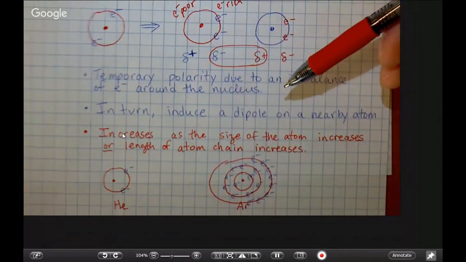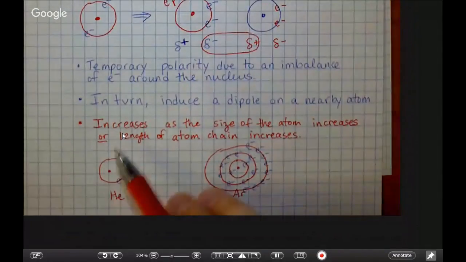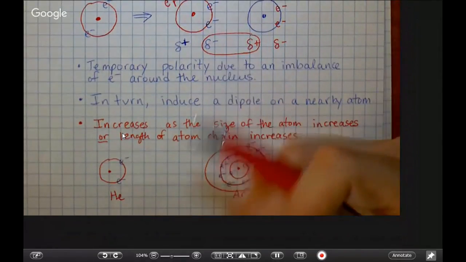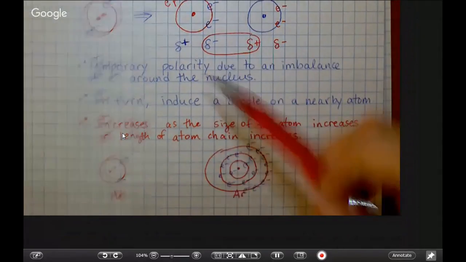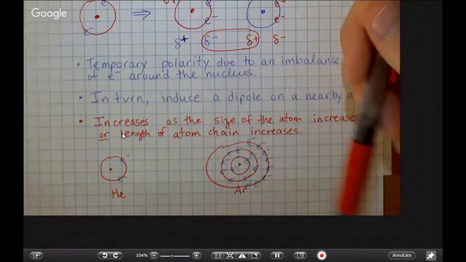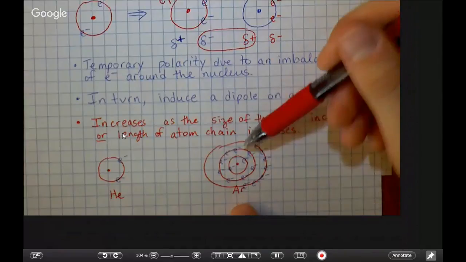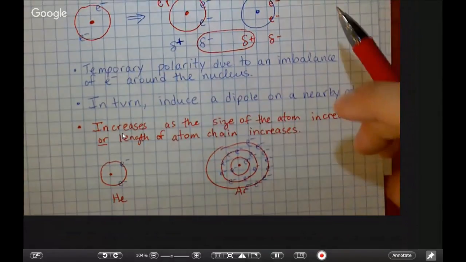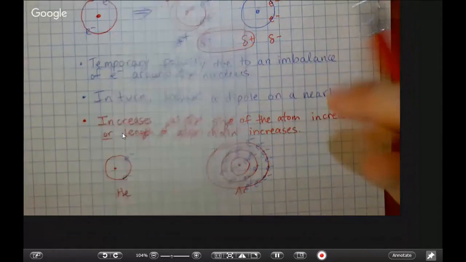Okay. And then we said, as a way of looking at it in the broad scope of things, as your atom gets bigger or your molecule gets bigger, you're going to have an increase in the strength of that force because you have a greater likelihood of the dipole being stronger. Okay, more electrons over on one side.